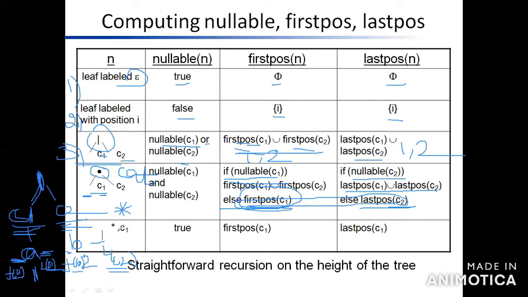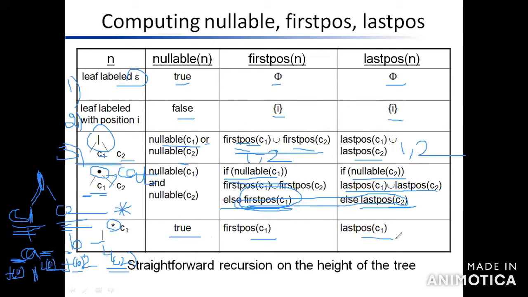Okay, what about the star? This is for the star node. Dot is the cat node, and star is the star node. A star node is nullable, so you just write the first position of C1, and here you write the last position of C1.